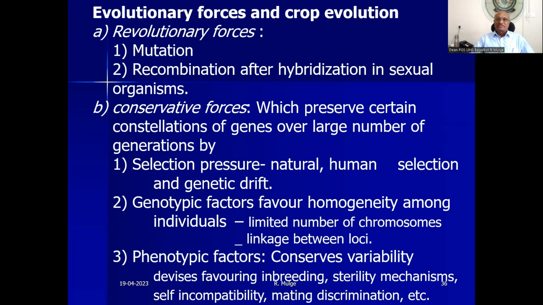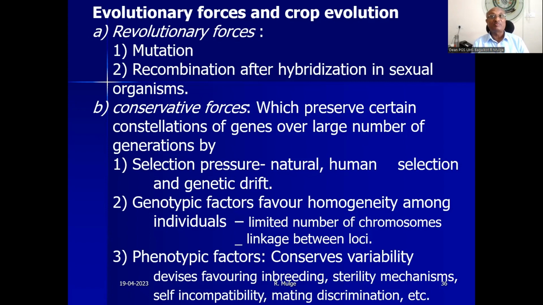So evolutionary forces in crop evolution: there are two important forces here. Evolution means changes. First, you have to create variability. There are two important mechanisms in the plant system which bring variation. One is mutation, a sudden change in the heritable traits, I mean the genes. So mutation is going to happen whatever way. And then recombination: it's not only that, the change of genotypes happens through combination of genes, right? Recombination after hybridization in sexual organisms.